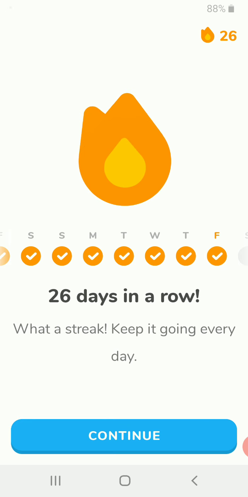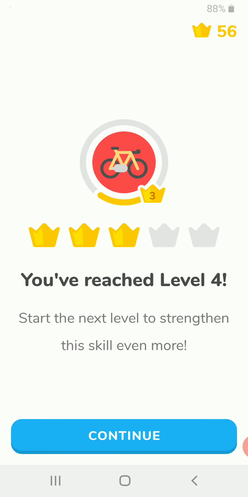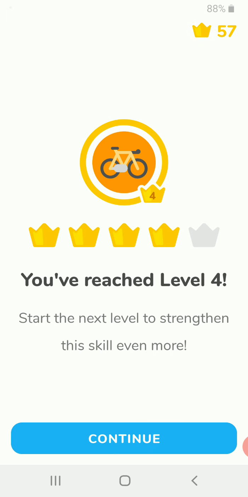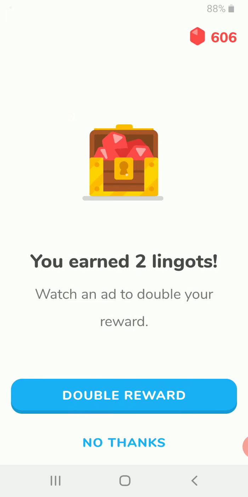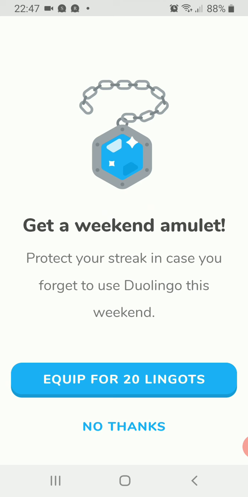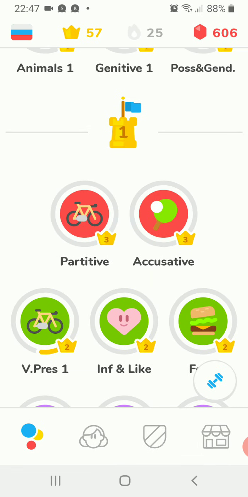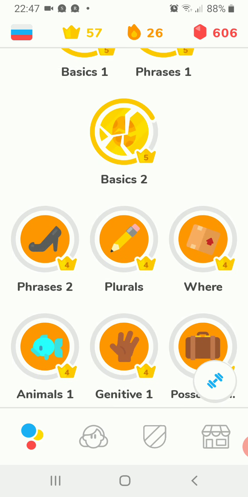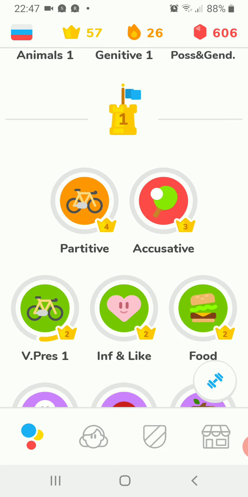But the good thing is, after this lesson, I am now into my 26 days streak, or in a row. What a streak! Keep it going every day. Now I have a new crown for this, and got some lingots, which is something also useful maybe for later. So I don't want to spend anything on some features to challenge me, as long as I'm doing okay. So partitive, that was partitive.